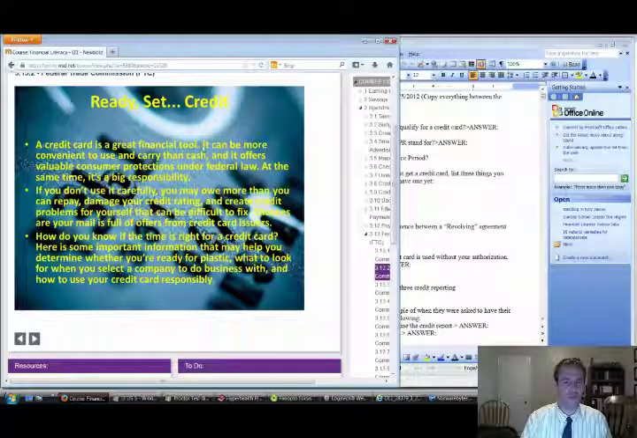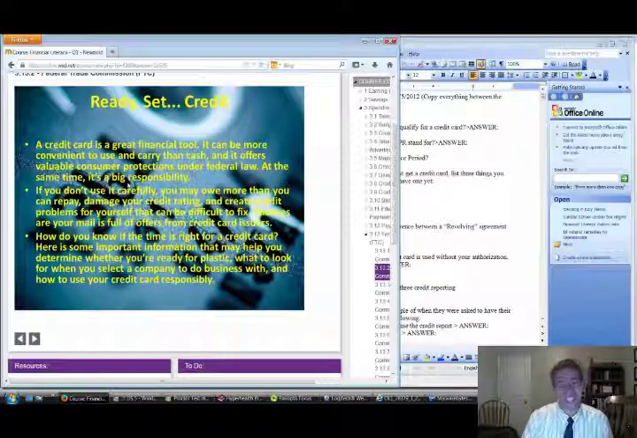It's a great financial tool. Convenient, offers better than carrying cash. Gives you protection, but is a big, massive responsibility.